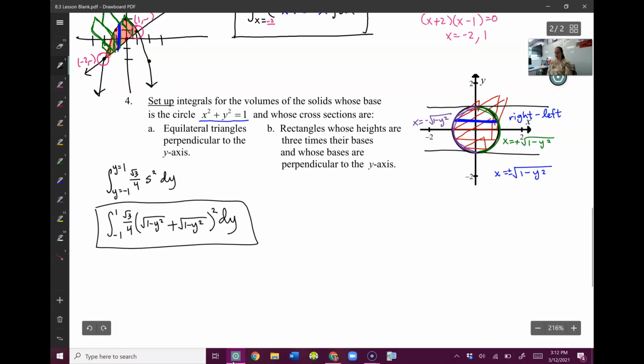Okay, last problem. We want to use these same equations, but we want rectangles now. So let's try to help you visualize this, the hardest part. Oh, dang, too far. Okay. I want rectangles whose heights are 3 times their base.